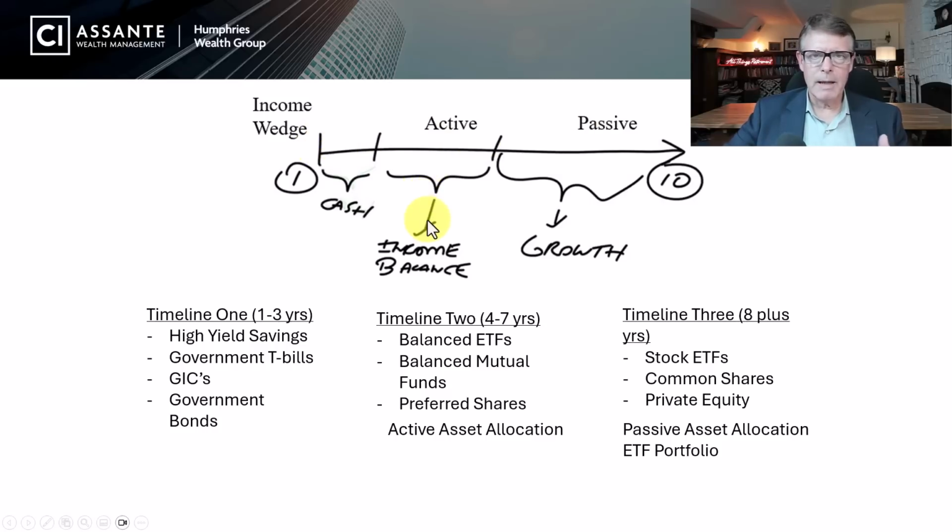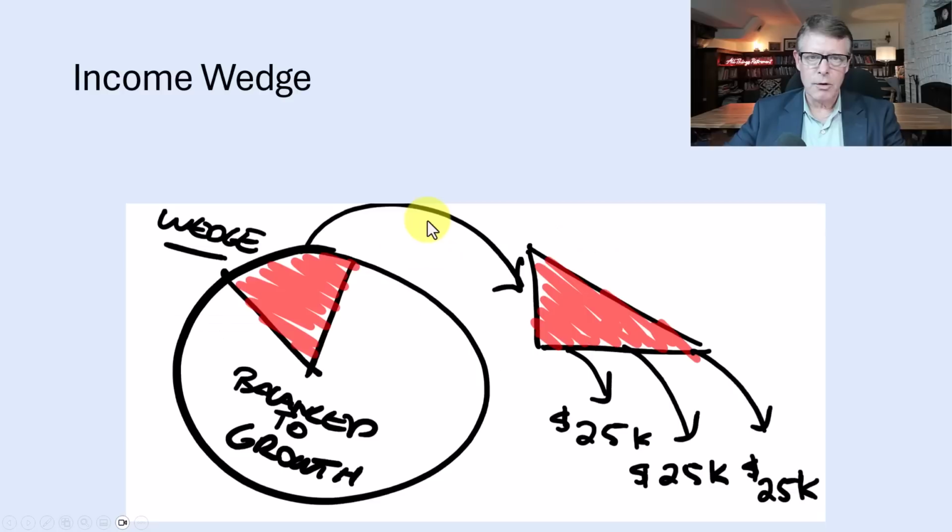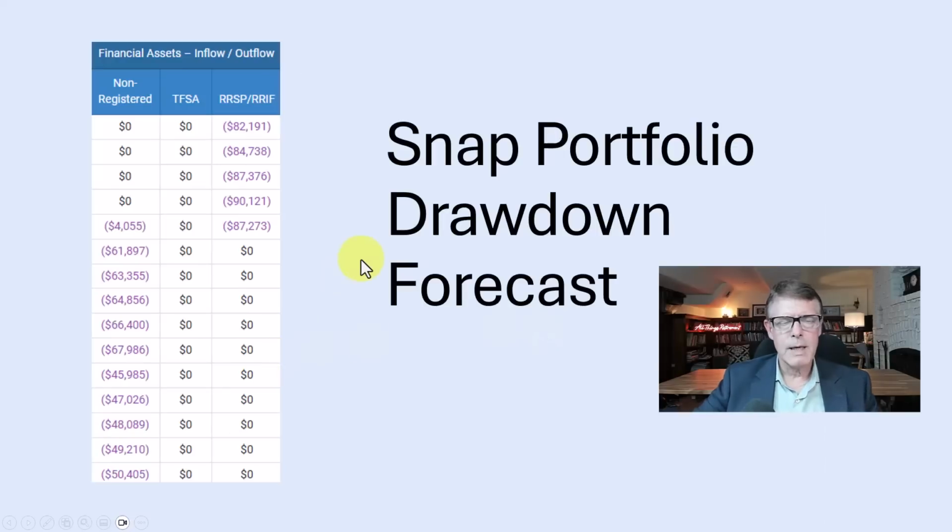So with that in mind, let's just take a look at Tom's particular portfolio. Again, one more comment. We talk about this wedge strategy. You look at the overall portfolio. At the short end, you take a piece of the portfolio and you build in your income payments in guaranteed investments in the portfolio.